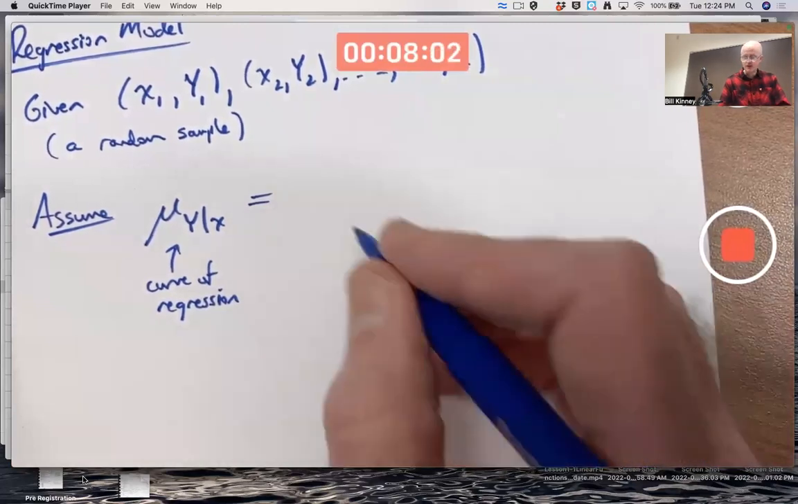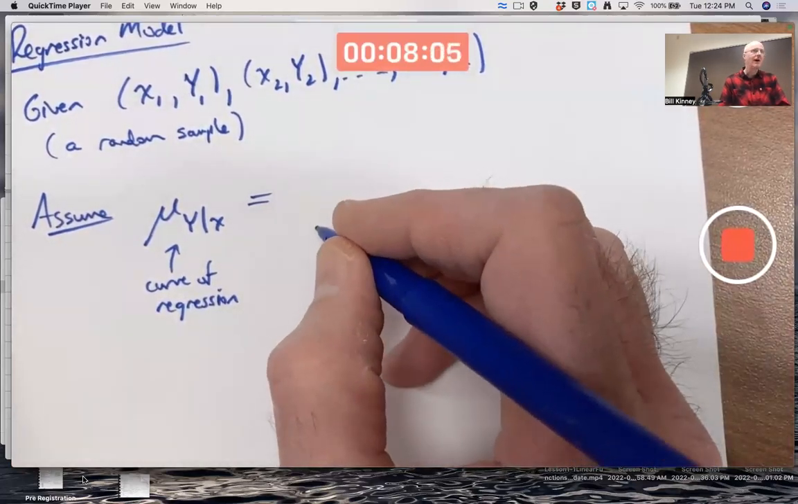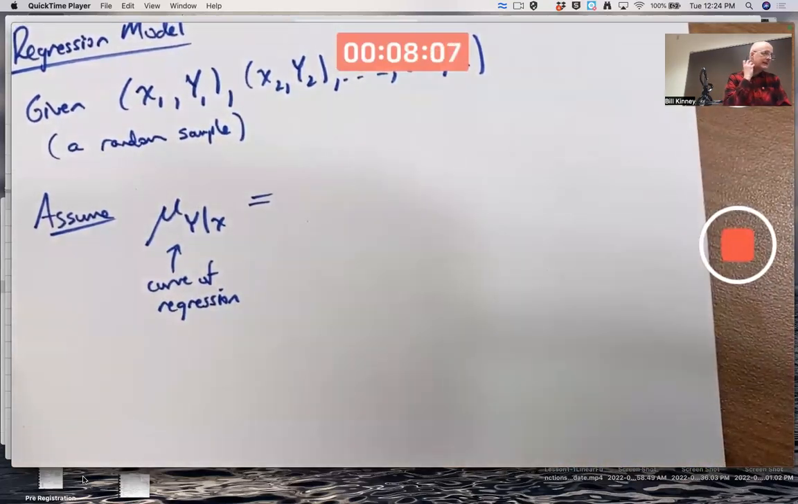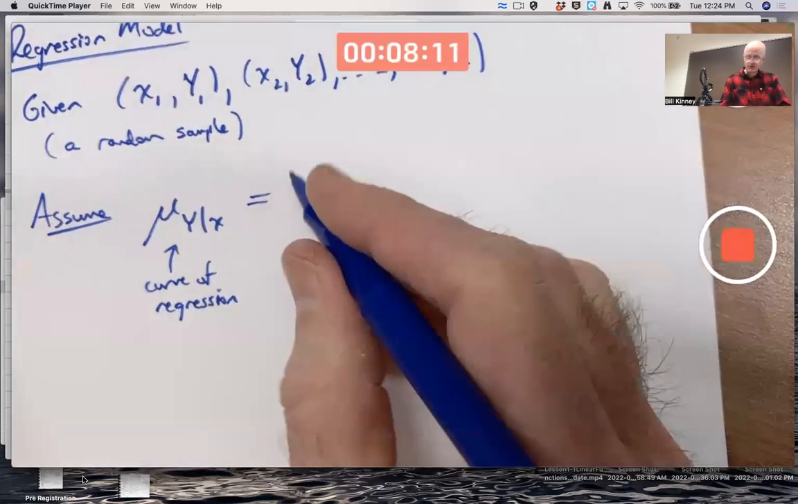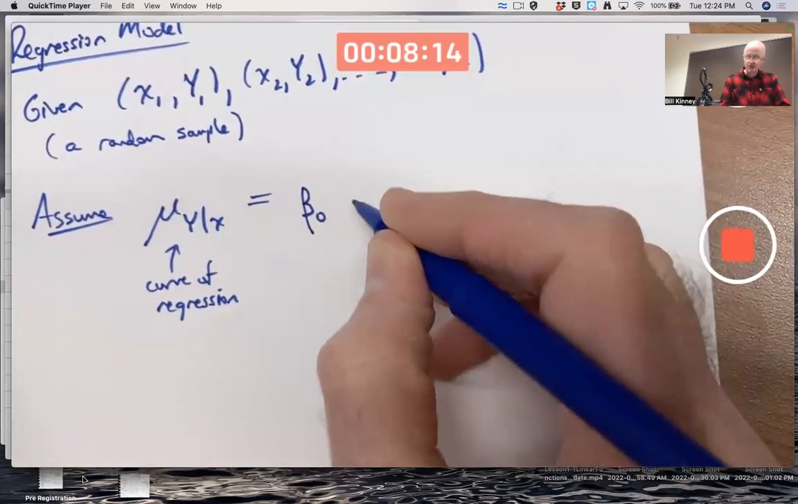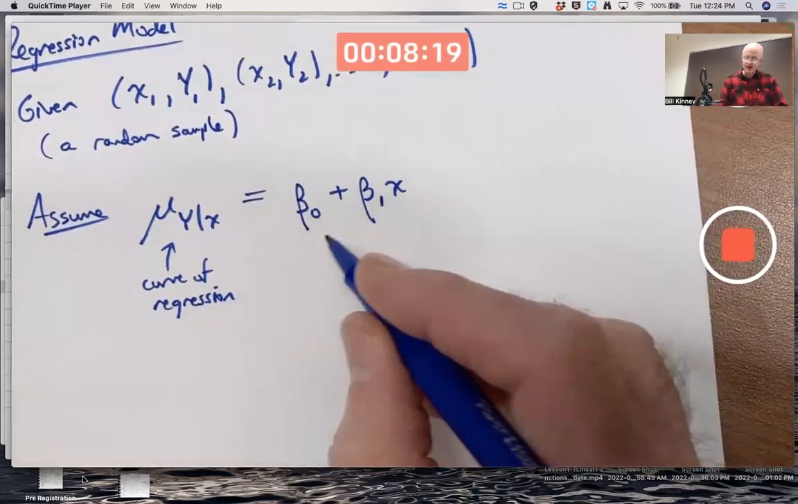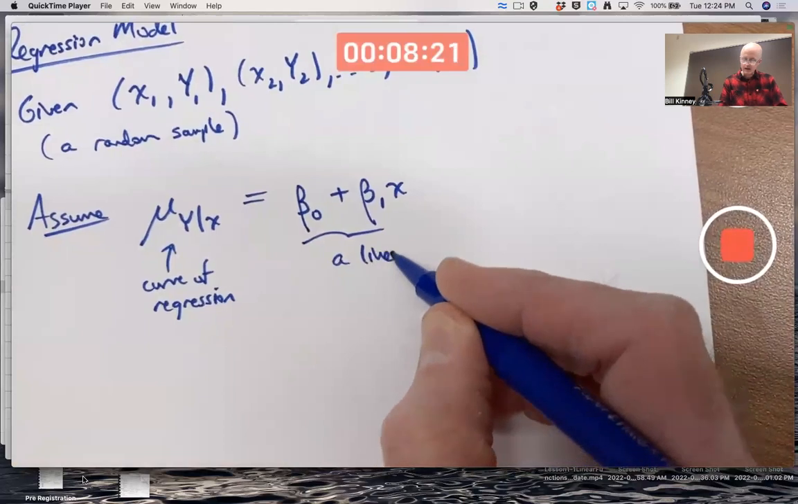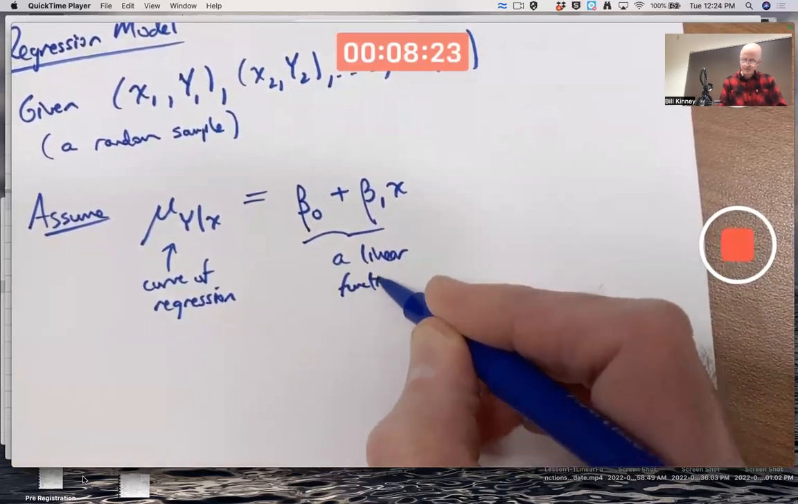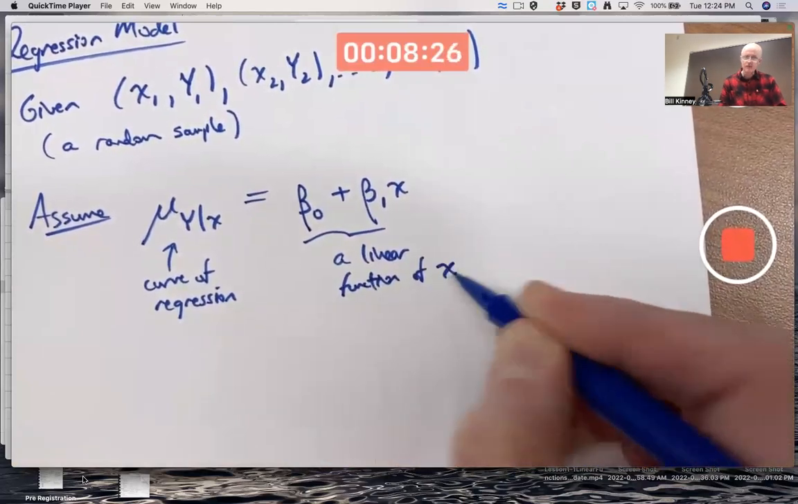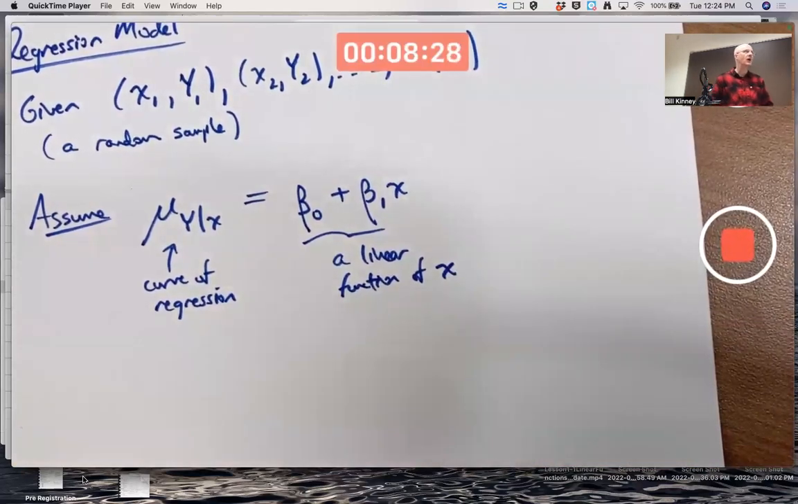And the standard notation for the slope and intercept, instead of b1 and b0, is the Greek versions, beta 1 and beta 0. In fact, I'll put the intercept first, that's standard. Beta 0 plus beta 1x. That's a linear function of x. That's why this is called linear regression, or at least the linear part. The word regression has another meaning, which we'll have to come back to later.